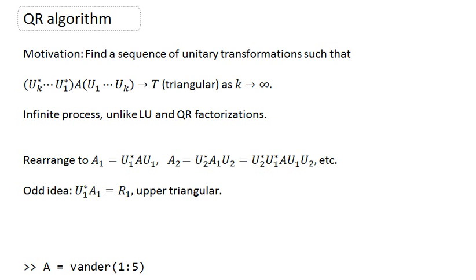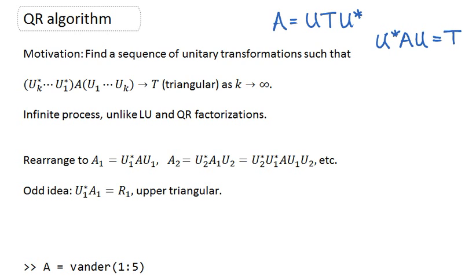Okay, so now we know that the Schur factorization of A takes the form U T U star for a unitary U and a triangular T. So if we multiply on the left by U star and on the right by U, we can rewrite this as U star A U is triangular.